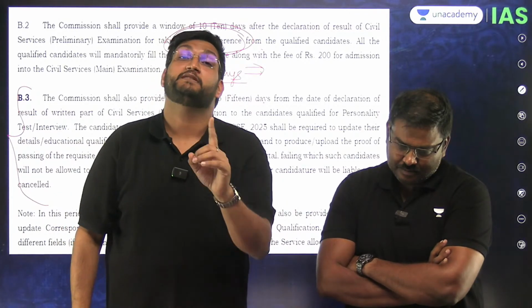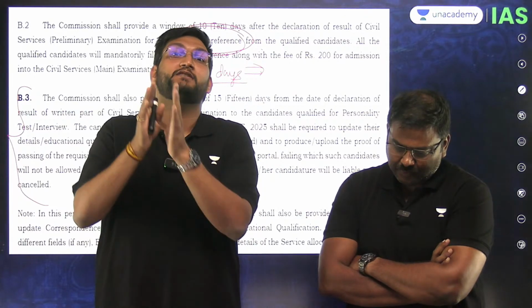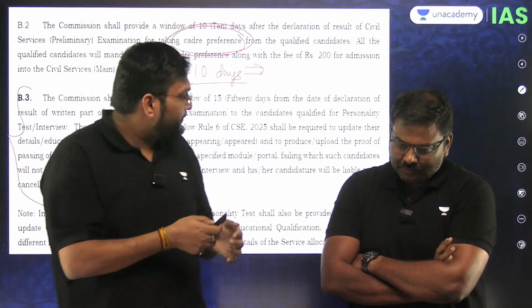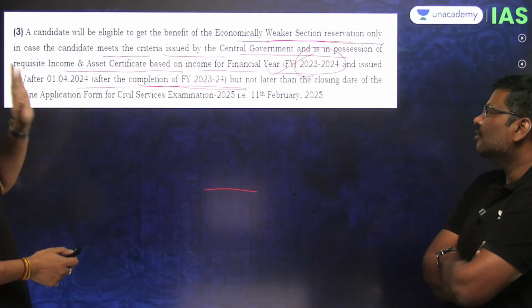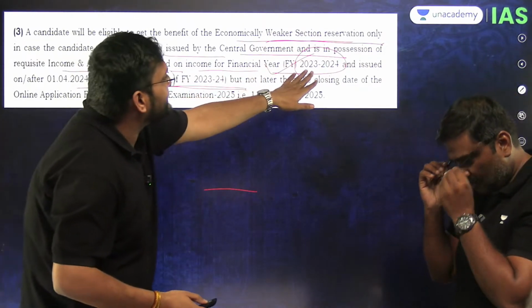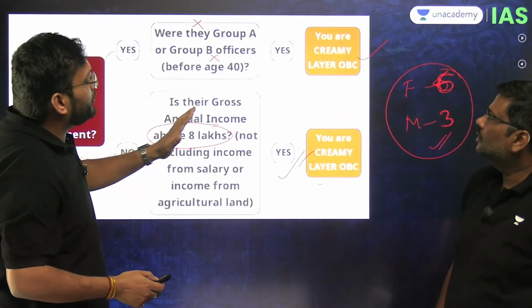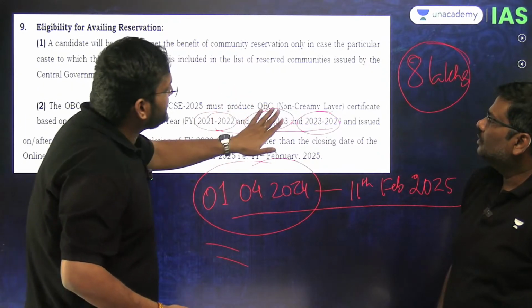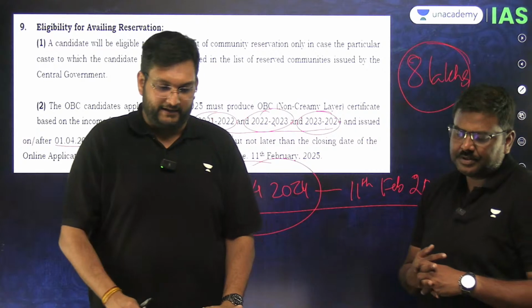The NCL certificate and OBC certificate have to be updated, and the EWS certificate has to be updated, because an income provision is there. And UPSC has been very categorical in saying which are the 3 fiscals, any 3 fiscals before. For EWS, it is the one fiscal which has gone back, and for OBC, it is 21, 22, 23, 24, meaning 22, 23, 24, 25 we are in right now.